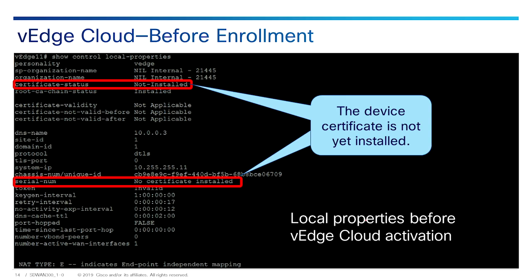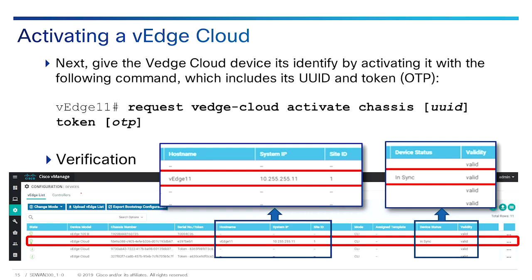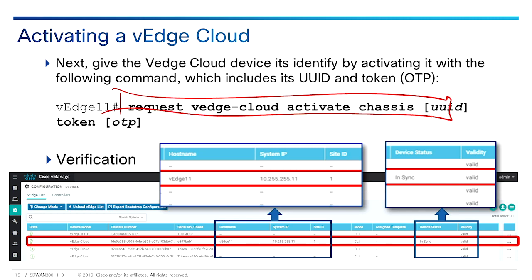And before we assign that identity, we'll note the device's current status with that show control local properties command. We can determine whether a certificate is installed. And of course, you can see here that it is not, and still not. The certificate's not installed. The certificate serial number is, well, obviously not available yet. Now we'll need to give that device its identity by activating it. So on the device itself, we'll do a request vEdge Cloud Activate Chassis, and then we'll specify the UUID and that one-time password we got on the previous page.